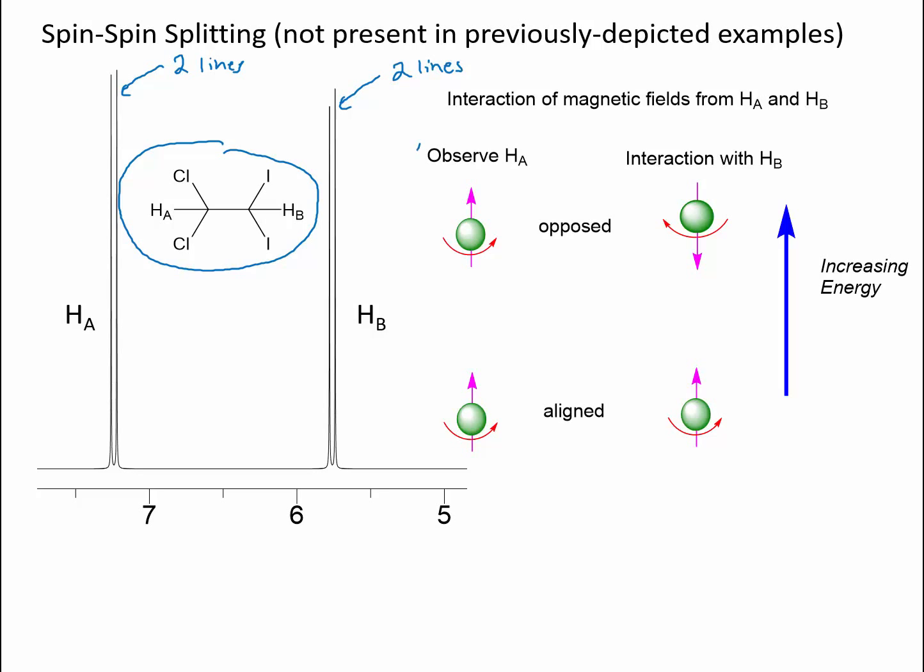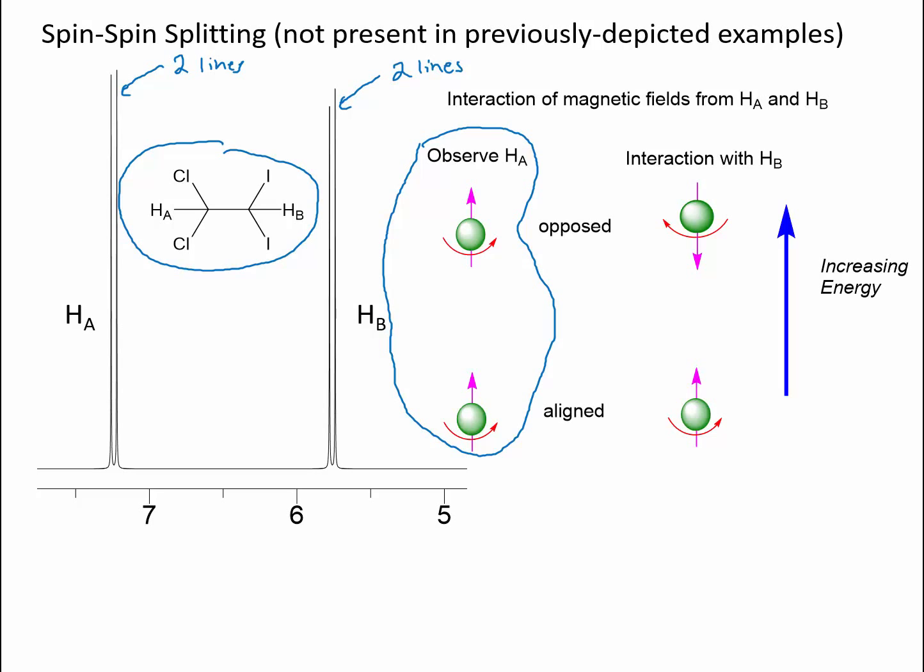All right, so let's observe HA here. Notice that for HA, we're looking at the spin-aligned configuration. And now, how does this configuration interact with HB? Well, if we have one of the HBs aligned, this is a lower energy situation, and if the adjacent HB has an orientation that's opposed to HA, this is the opposite, higher energy configuration. So we have 2 different spin states.